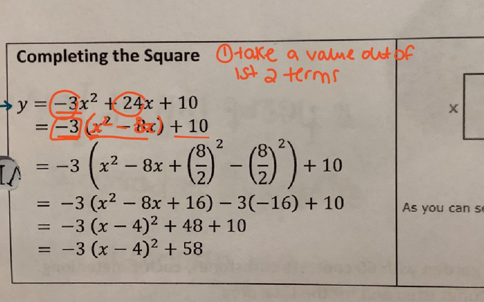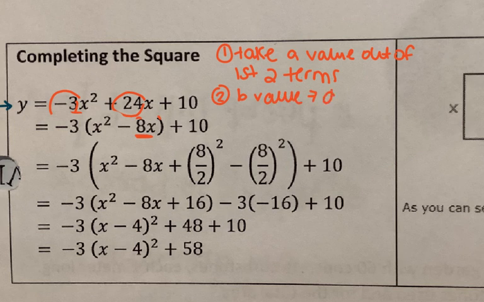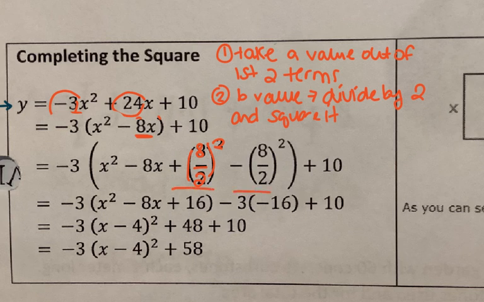The next thing I do is I need to look at the b value, which is the second term. Look at the b value, divide it in half, so divide it by 2, and then square it. So see how it's 8 divided by 2 squared. Then I'm going to add that number inside the bracket and subtract it.